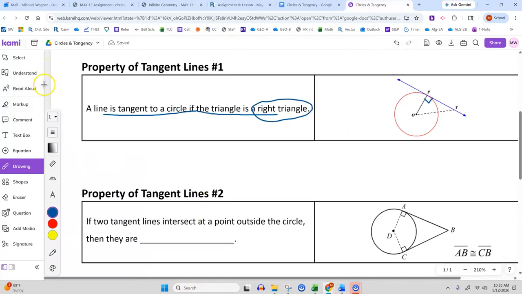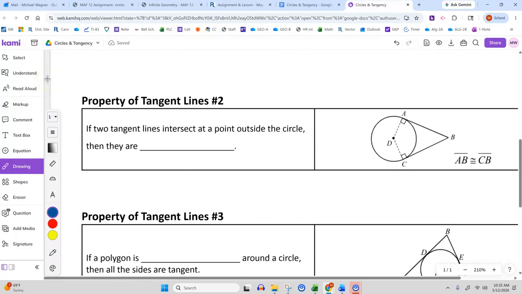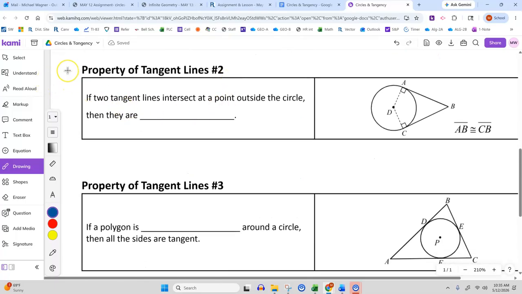Let me see if I can get rid of this here. Okay, let's look at property number 2. Here's another thing. If we have two tangent lines, remember to do the translation if you need to, and they intersect at a point outside the circle, AB is a tangent line like we see right here, and CB is the other one. Those two are congruent.